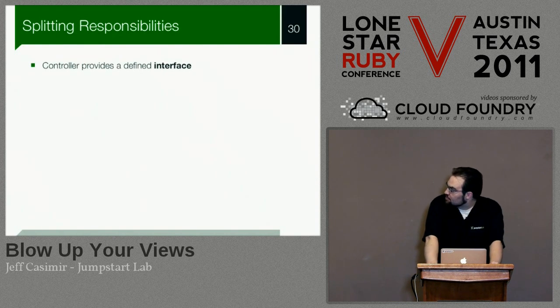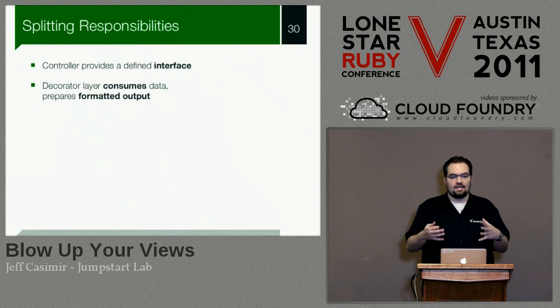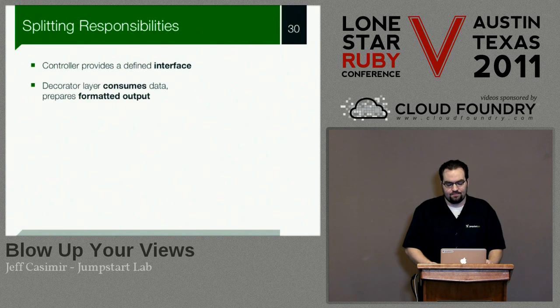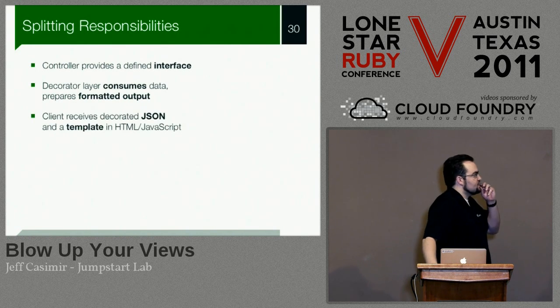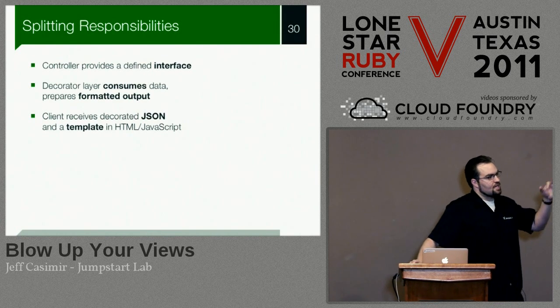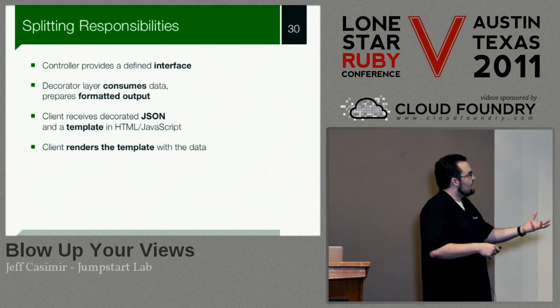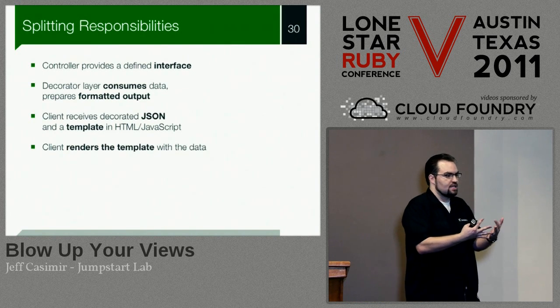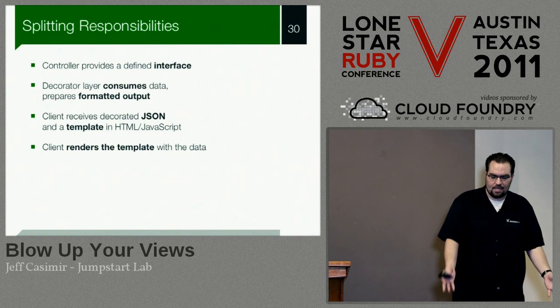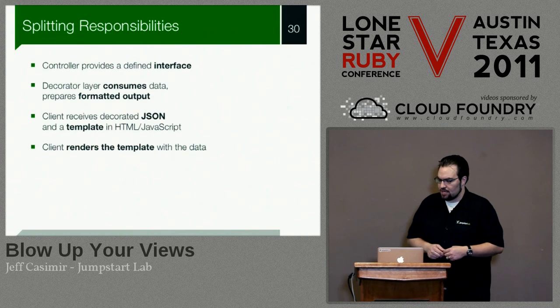If the controller provided a detailed interface, a defined interface, sorry, the decorator could then consume that data, take in that model data, and prepare it for output. Okay? The client could then receive that JSON, a template, so you've got data, template, and then an engine, and render the data once you put those 3 pieces together. We can pass everything down to the client and take advantage of all this processor power.